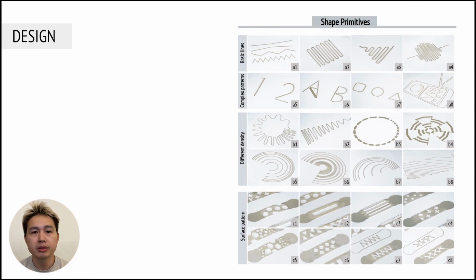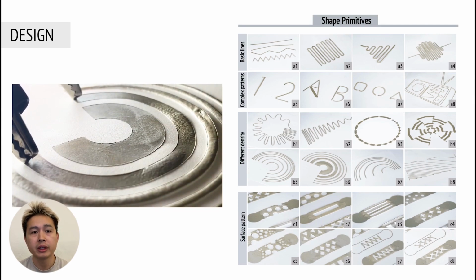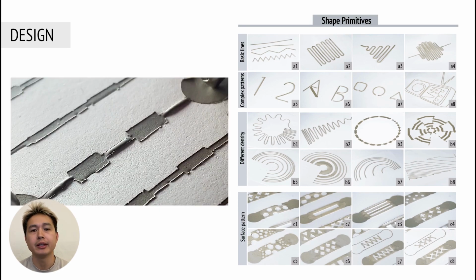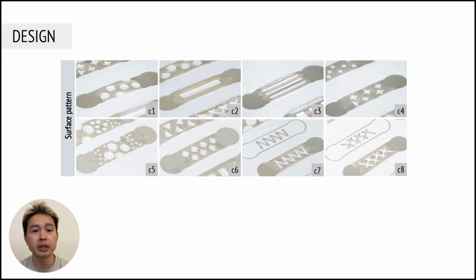We have explored how SwellSense can support a wide range of tactile or texture patterns. We showcase four groups of patterns ranging from the most basic line geometries to more complicated ones, such as numbers, English letters, or even drawings. We also specifically explored how we can tune the line density to indicate different tactile information, such as direction. Finally, we demonstrated how to create repetitive surface patterns by leaving non-swell areas that are not covered by the conductive ink, enabling us to create various surface patterns.